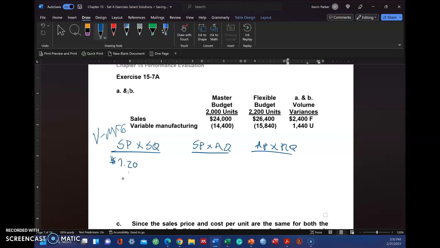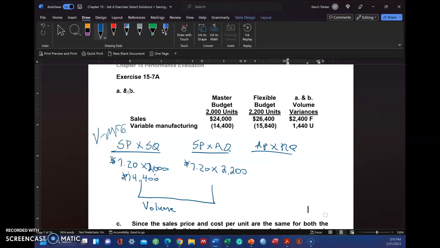$7.20. Now, if this was a test or if I was doing homework and I hadn't practiced this a couple of times, I would always refer back to the source document. Standard quantity was, I had a flashback to the problem before this one, 2,000 units. And standard price, $7.20 times actual quantity, which was 2,200. Calculating the difference between these two will give us the volume variance for variable manufacturing. Now, there's two ways you can work this. You can do 7.20 times 2,000, and you get 14,400. That's the way we've been doing it on every one.